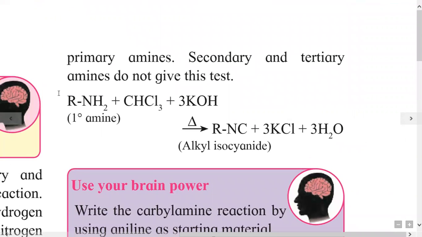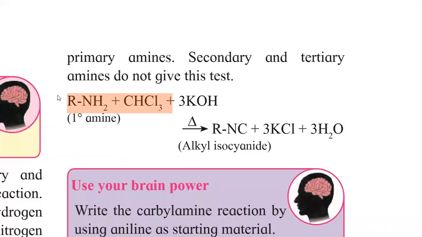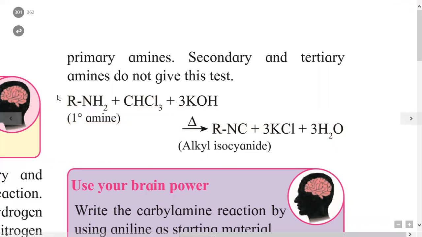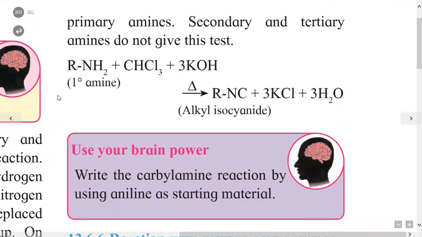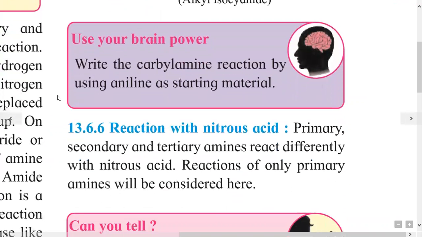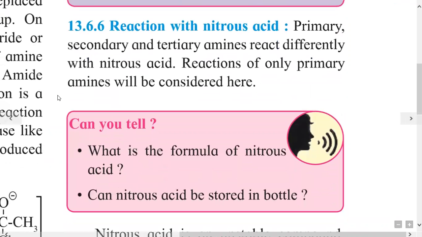So the primary amine, general formula RNH2, when treated with chloroform having formula CHCl3, and heated with 3 molecules of KOH, gives RNC, that is alkyl isocyanide, plus 3KCl plus 3H2O. Here alkyl isocyanide formation indicates the carbylamine, and this test is called the carbylamine test.